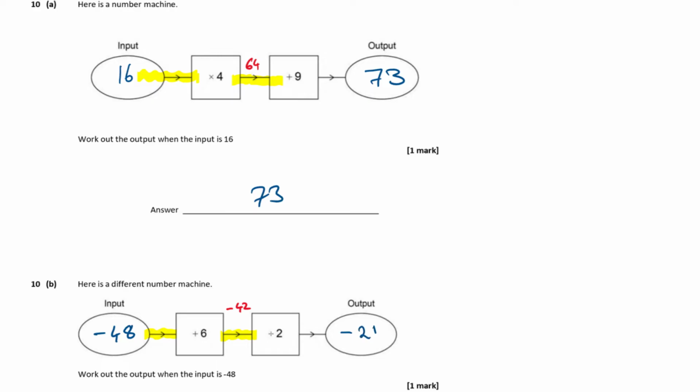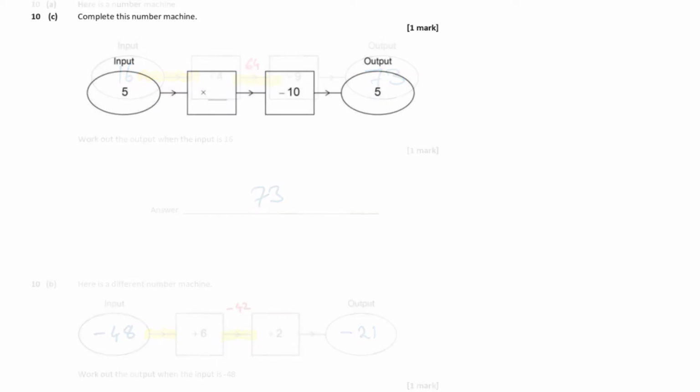So I get negative 21 as my output. Finally, part C says complete this number machine. Now 5 has gone in. Something happens to it, which we don't know, a mystery thing, and then 10 is taken away and we got 5.